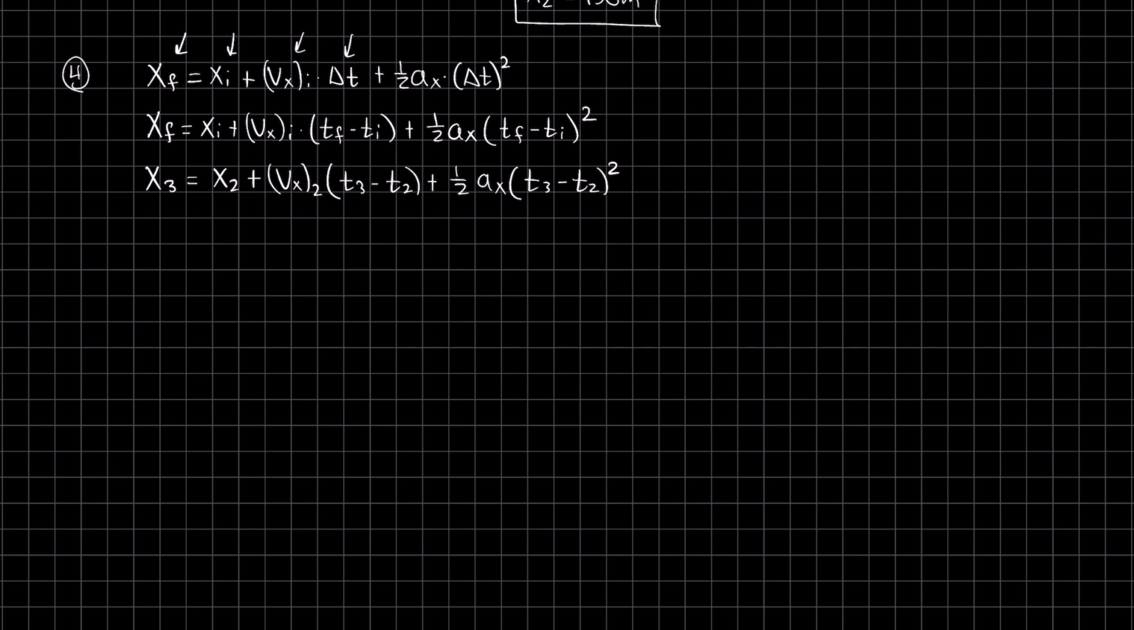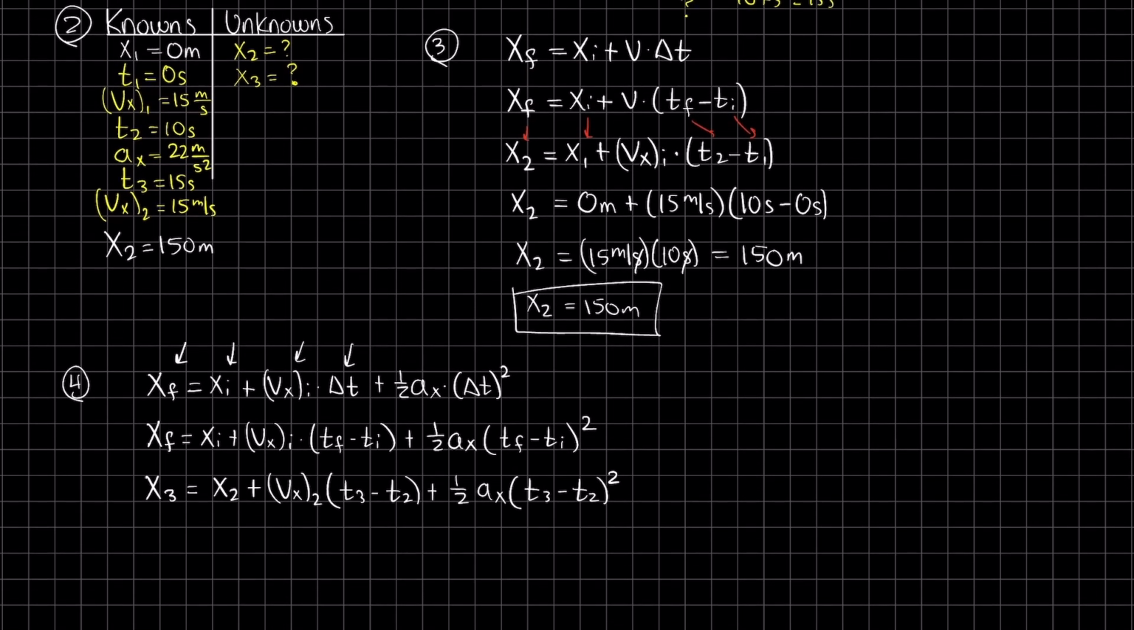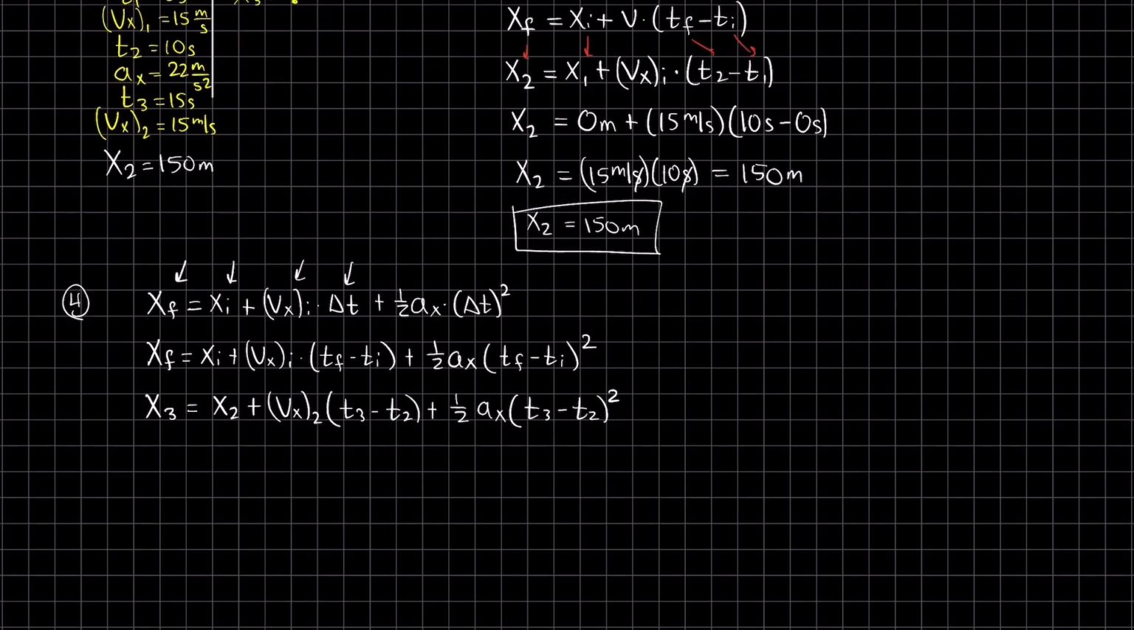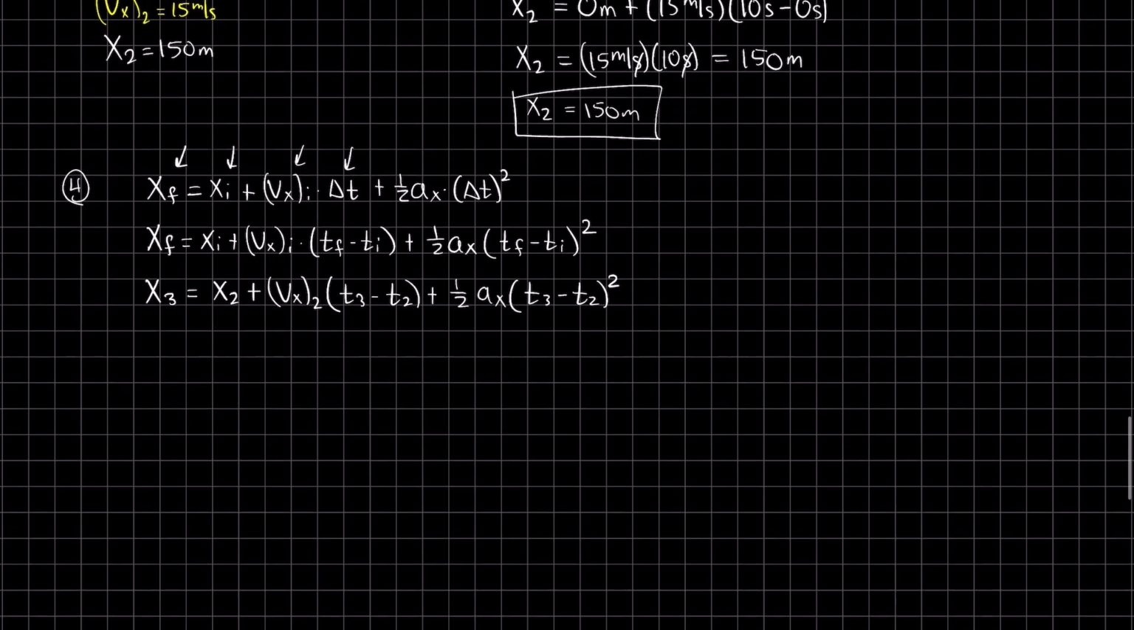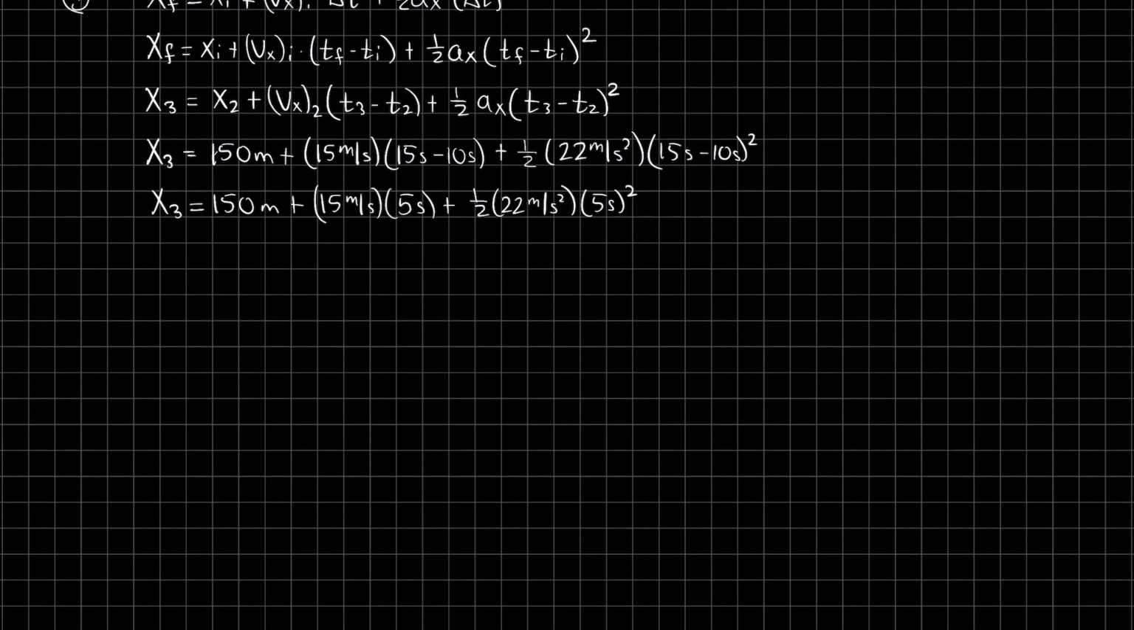By writing it like this, I can easily come back to my knowns and unknowns and read what t3 is, what t2 is, what x2 is, and what vx2 is. So I'm going to now substitute all of those numbers into this equation. There we have all the numbers plugged in. Now we just need to simplify the math. Now let's simplify further.